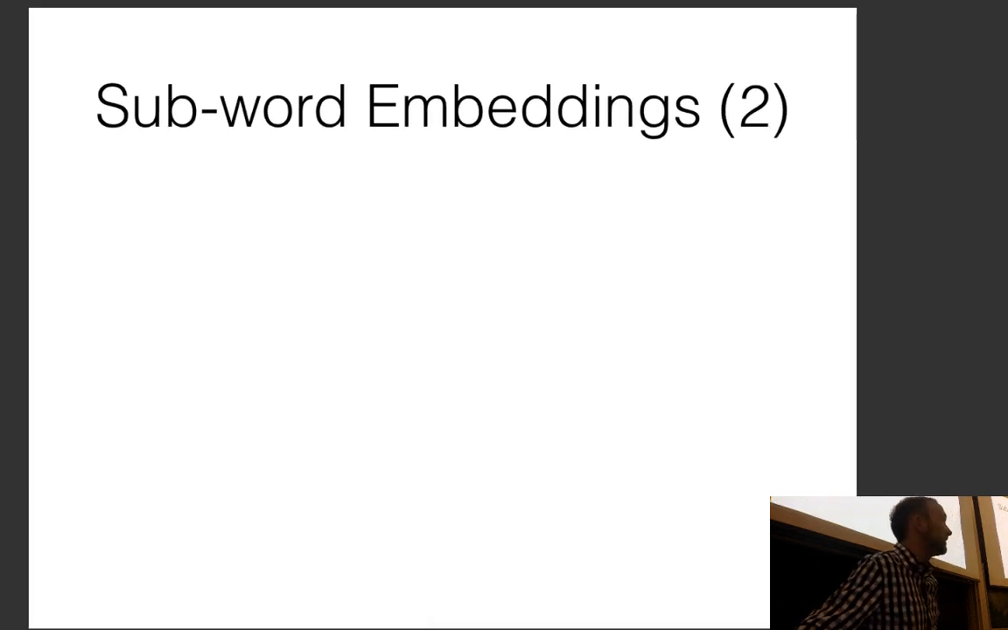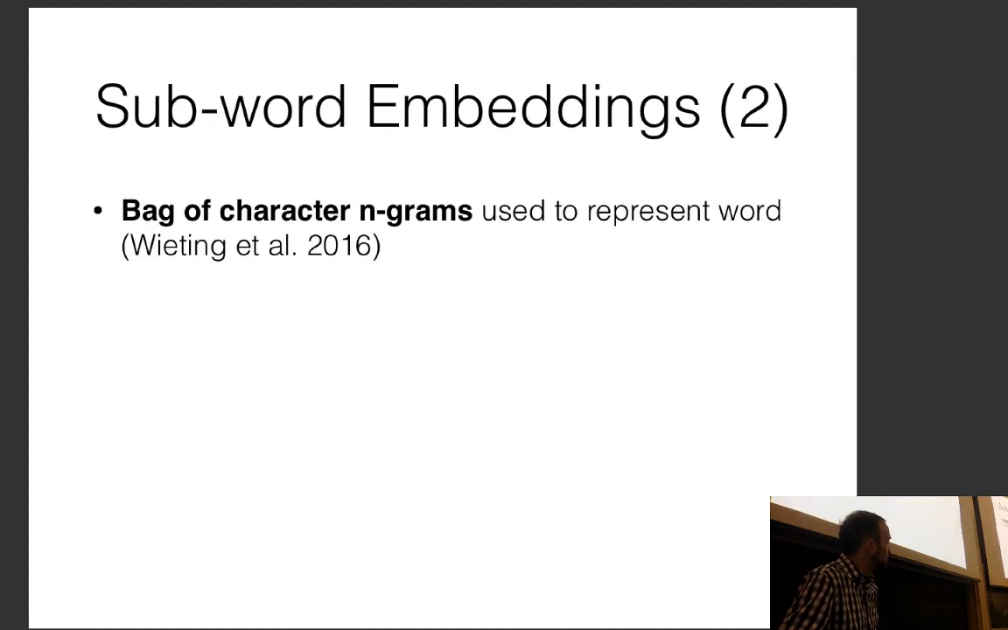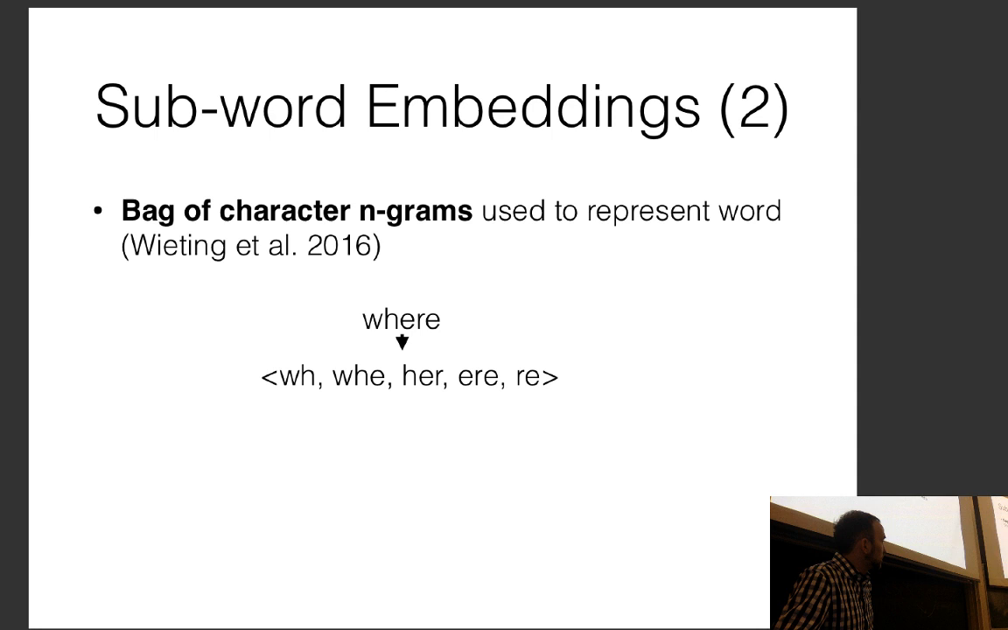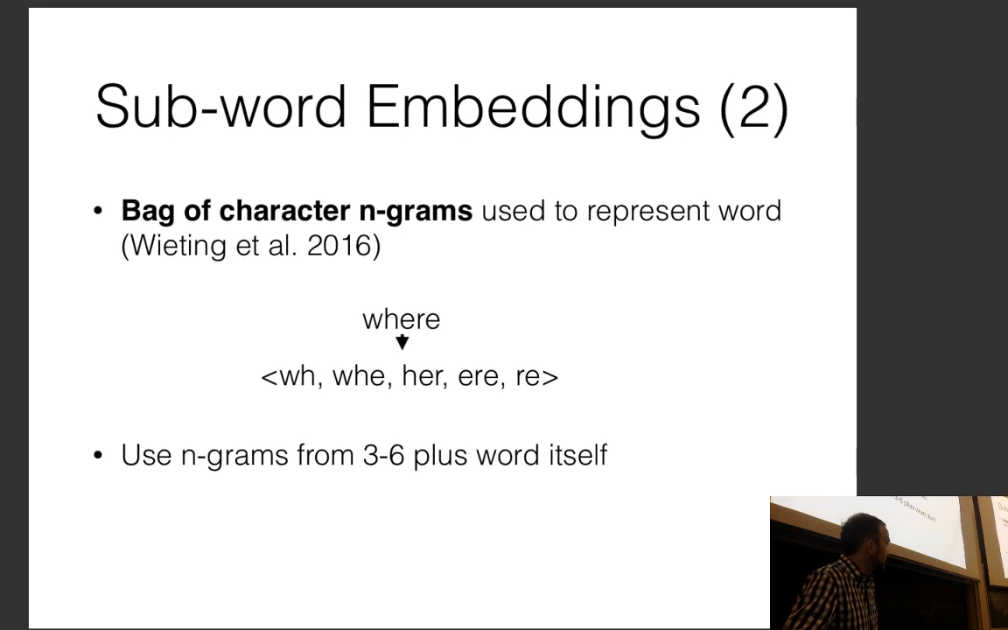But the more popular method now is even simpler, and it's a bag of character n-grams, which is used to represent words. And this was also done by John Wieting, who's now here at CMU. And basically what you do is you take the word and you split it up into character n-grams, anywhere from length 3 to length 6. So you would have like beginning of word WH, WHE, HER, ERE, RE. And each of these character n-grams would have its own embedding. And then you add all of these together for n-grams from 3 to 6, and you get the final embedding of the word.